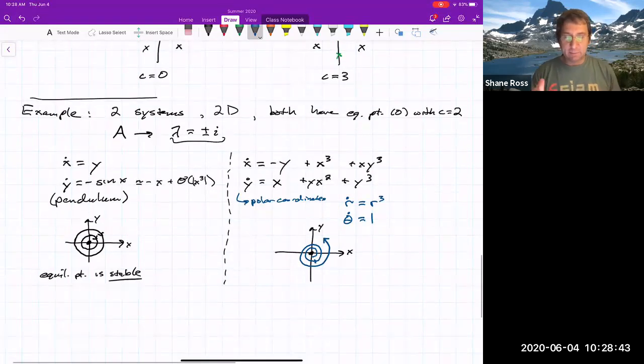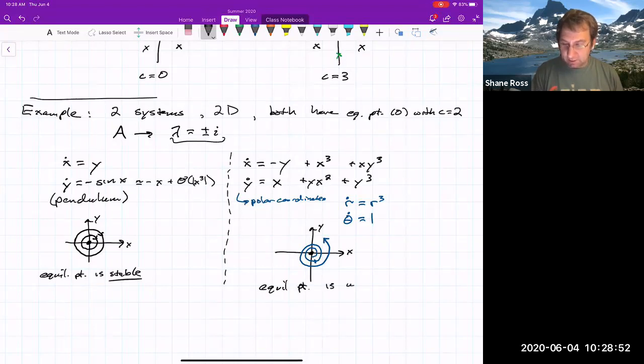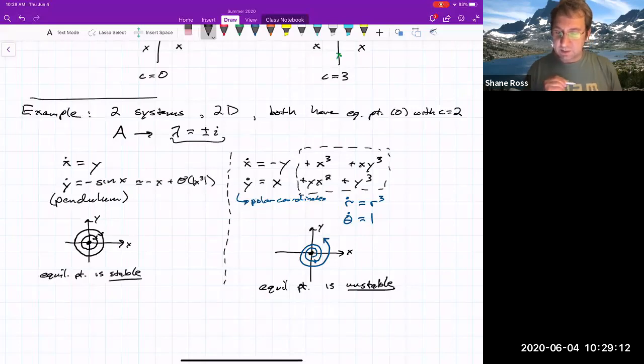So these two have the exact same linearization, yet on the left, this pendulum, the equilibrium point is stable. Here on the right, this equilibrium point is unstable. And to figure that out, we had to look at the nonlinear part, right? R dot equals r cubed, that's a nonlinear term. Even if you didn't know that this could be written in polar coordinates, you could analyze the nonlinear part and conclude that. And that's part of what center manifold theory does. So this is just an illustrative example to say you can't conclude stability necessarily.